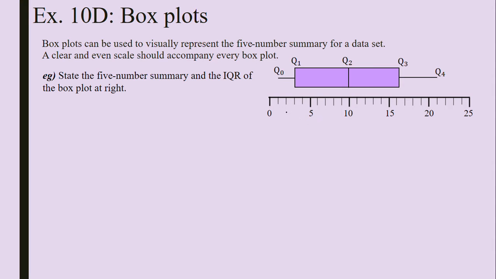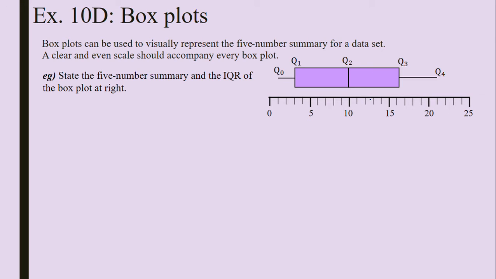Each of these little markings between 0, 5, 10, 15, 20 represents the same distance of 1, and each of these numbers is the same distance apart. Okay, it is a clear and even scale. I haven't tried to cram every single number on the lines. It is quite self-explanatory. I've only included important numbers that help us easily read the box plot.